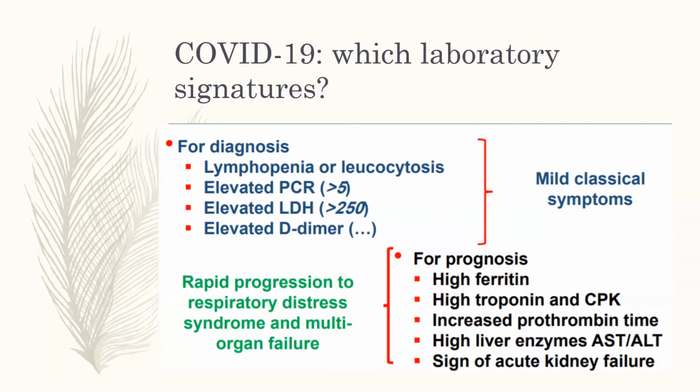Now, on to rapid progression to respiratory distress syndrome and multi-organ failure. For the prognosis, we rely on high ferritin, high troponin and CPK, increased prothrombin time, high liver enzymes like AST and ALT, and signs of acute kidney failure.